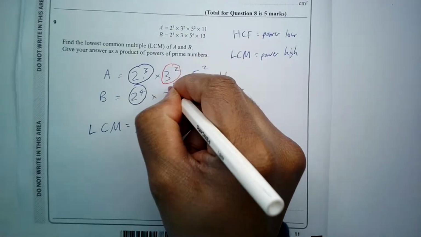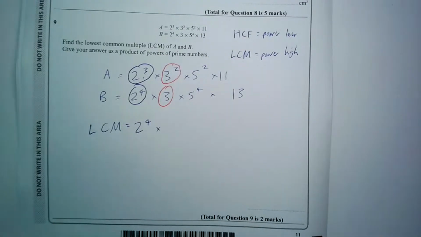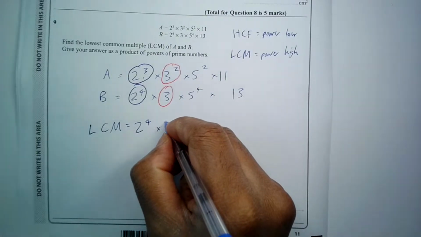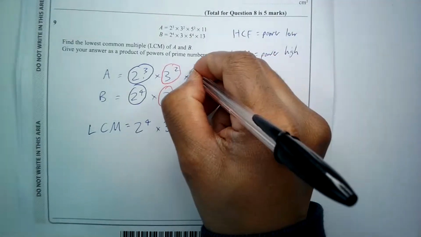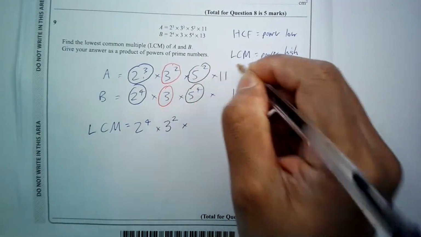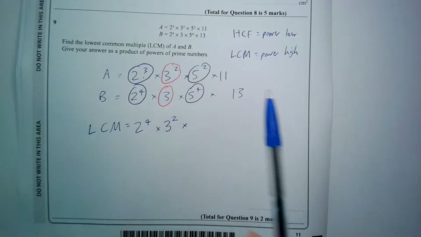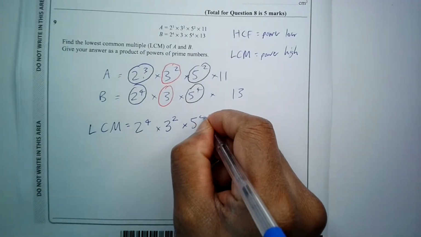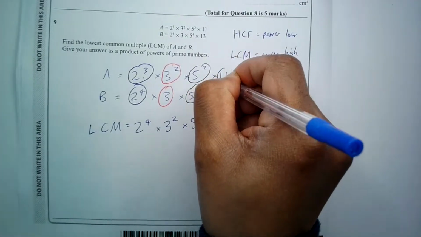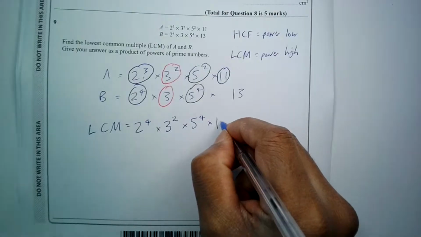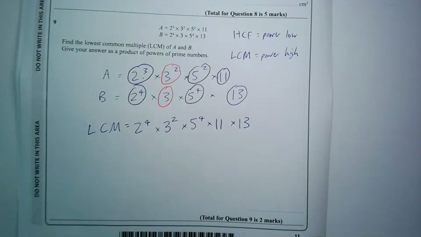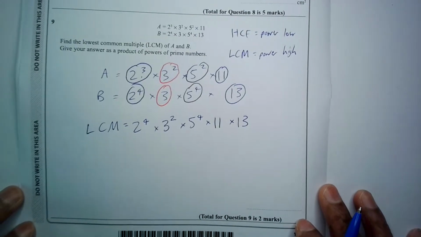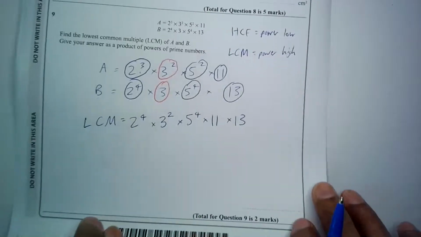3 squared and 3, which one has the higher power? 3 squared is the larger power. 3 squared times. If I look at my next one, 5 squared or 5 to the power 4, 5 to the power 4 is the larger power. And then I've just got an 11 here, so I'm just going to choose 11. And then I'll also have 13, so I multiply by 13. And that is my answer. Okay, hopefully you got that one correct. Well done if you have. Let's go to the next question.